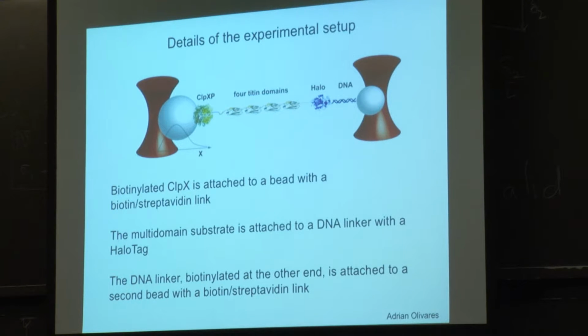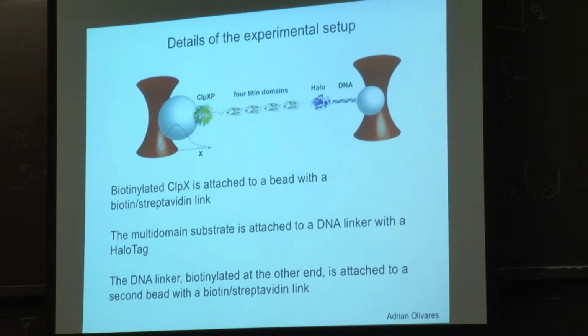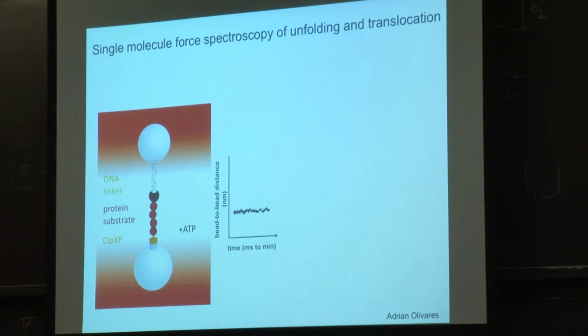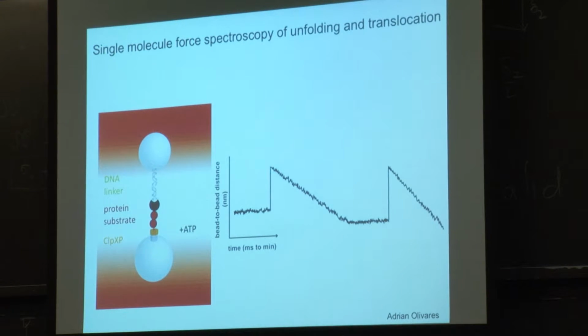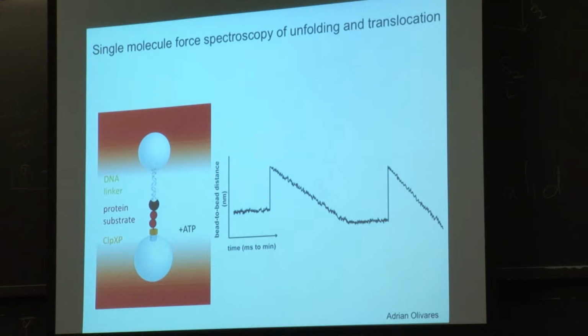It turns out that these beads are slightly smaller than these beads. So when we actually start these experiments, we trap a big bead in one beam and a small bead in another beam. And we move them very slowly with respect to each other until you eventually get an attachment between a ClpXP and a halo domain. And then you begin the actual recording of the experiment. I have a nice animation of this unfolding process, which illustrates the effects of unfolding under force. Once ClpXP successfully unfolds a domain, you get this big jump in bead-to-bead distance, which decreases during translocation and then increases again during the next unfolding step.